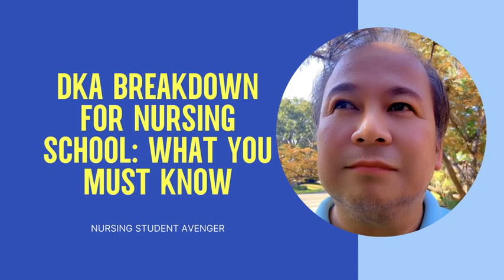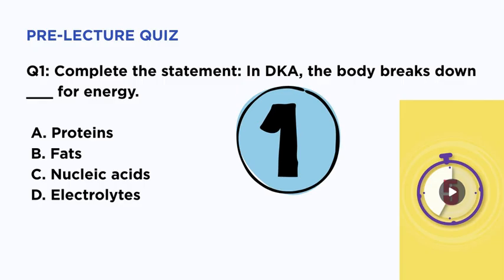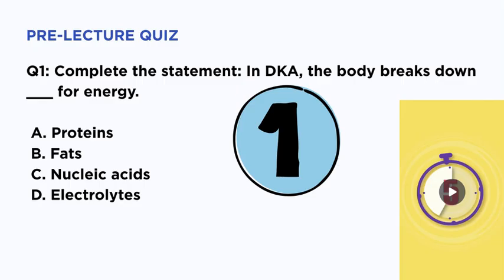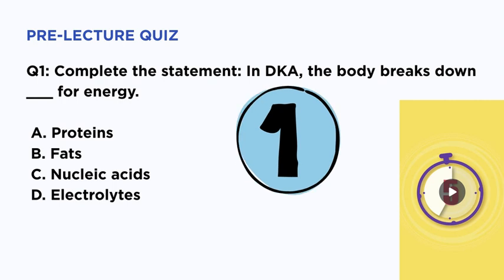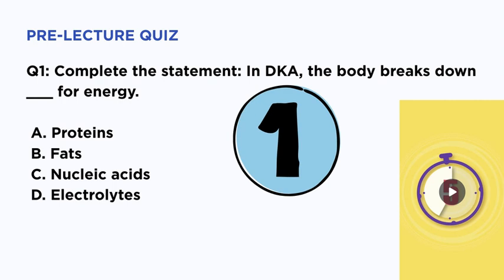So we're gonna break down DKA as simple as possible. The way I'm gonna be doing it, I'm gonna give a 5 pre-lecture question set, and then we're gonna do the DKA breakdown, and then after that we're gonna have an additional 5 questions at the end. So let's start. For question number 1, which is a pre-lecture question, complete this statement. In DKA, the body breaks down blank for energy.